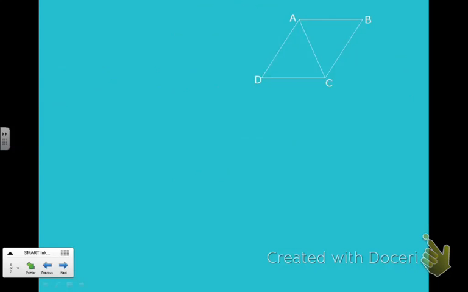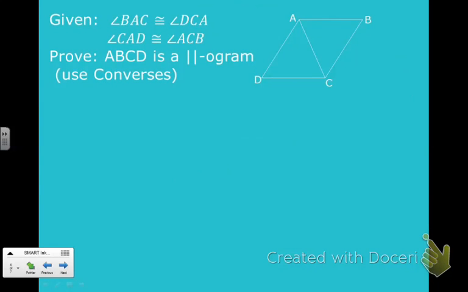Here we go. Here's the given and the proof. Given, angle BAC congruent to DCA, angle CAD congruent to ACB. You're proving that ABCD is a parallelogram. Your focus is to use converse statements, because there's, again, more than one way to do this. So I'm going to mark the given parts that we already have. Angle BAC is right here, and angle DCA is right here, and angle CAD up here, and angle ACB right here.